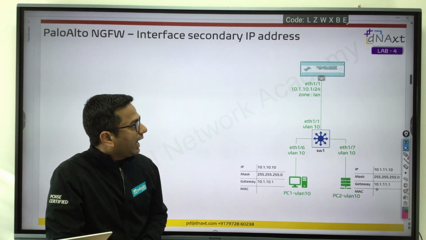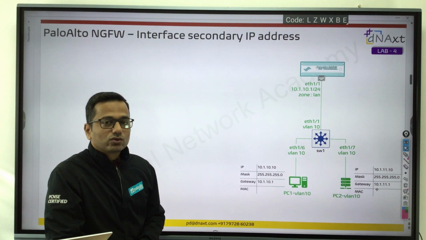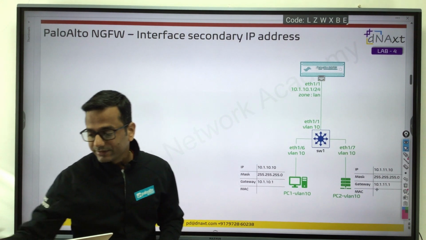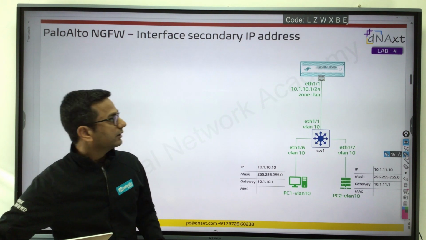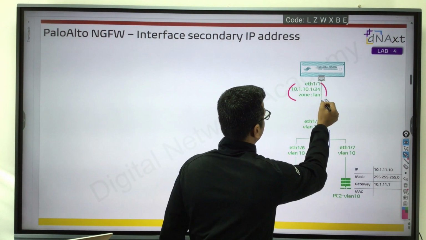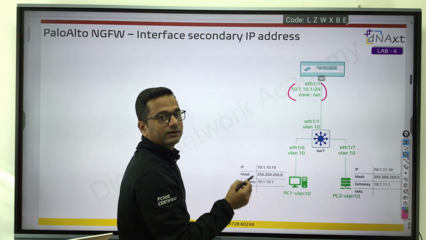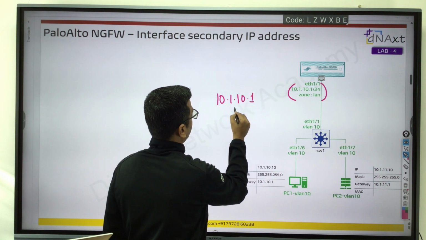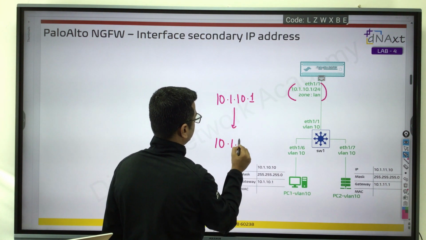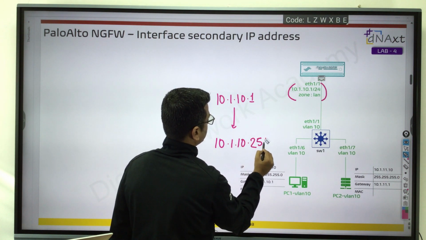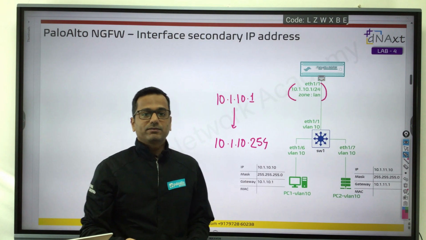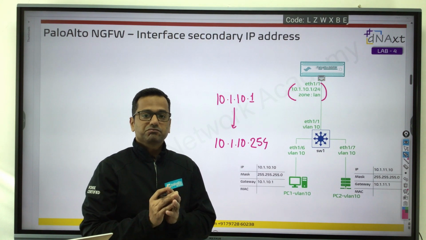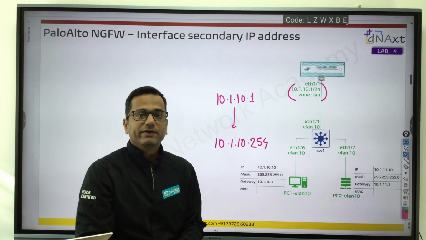In this diagram, we have the Palo Alto firewall connected to the core switch via interface Ethernet 1/1. Ethernet 1/1 has IP address 10.1.10.1/24. So in total, how many IP addresses will you get here? Start from 10.1.10.1 and end at 10.1.10.254. Guys, consider all the IP addresses on the subnet are used for endpoints and other devices.